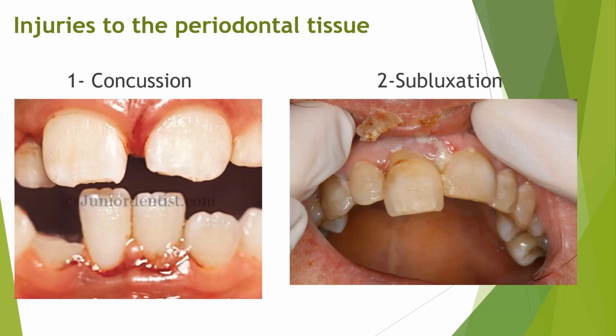هسه نحكي على الانجريز to the periodontal tissue. شنو هي الانجريز اللي ممكن تصير للبريودنتال tissue due to dentoalveolar fracture؟ ممكن أن يصير النوع الأول concussion. What is concussion? Concussion is an injury to the periodontal tissue surrounding a tooth after trauma without displacement of the tooth, without loosening of the tooth. يعني راح تصير تراما للبريودنتال tissue surrounding التوث والتوث راح يظل ما بأي حركة ولا متحرك، متغير مكانه، متحرك أو طالع من مكانه.